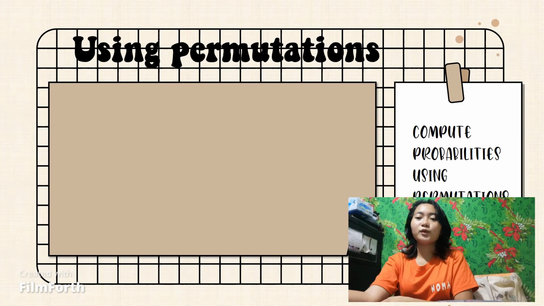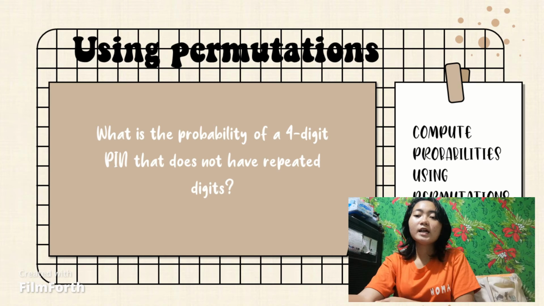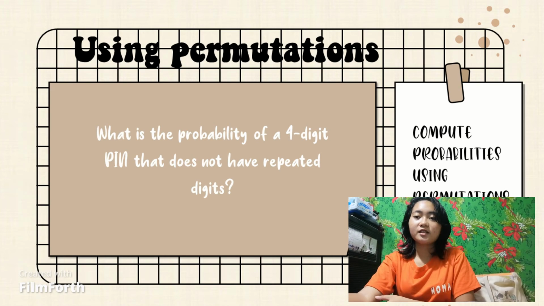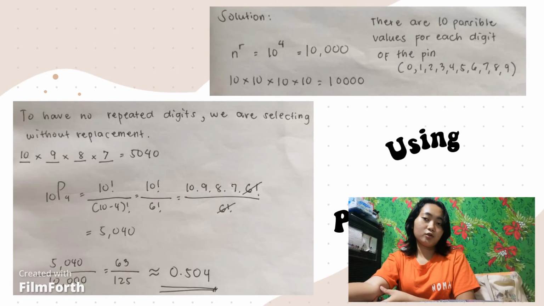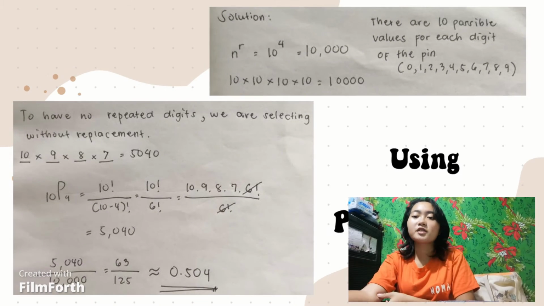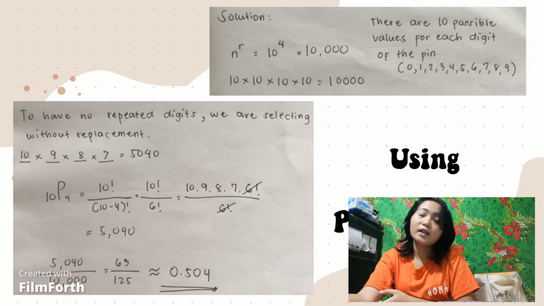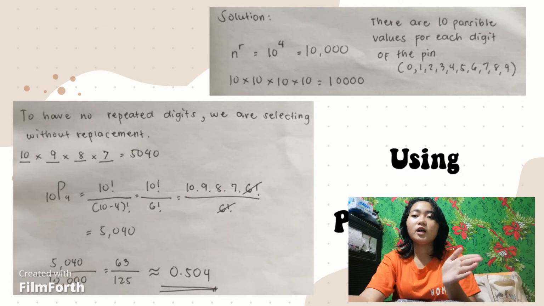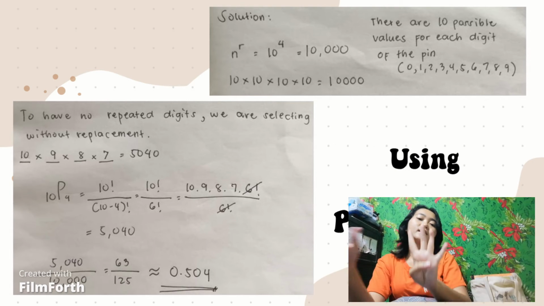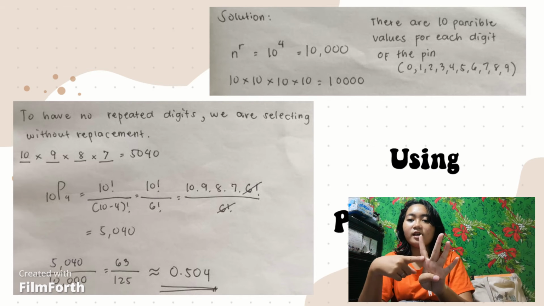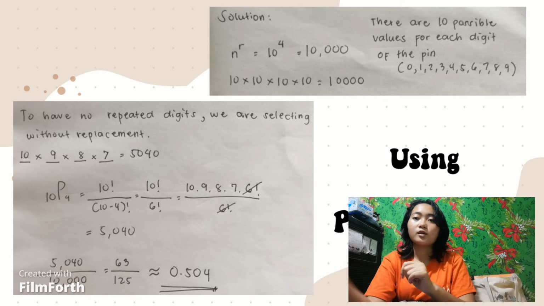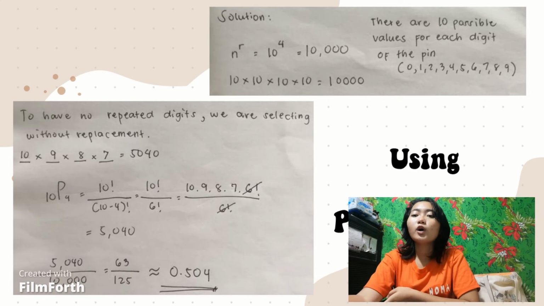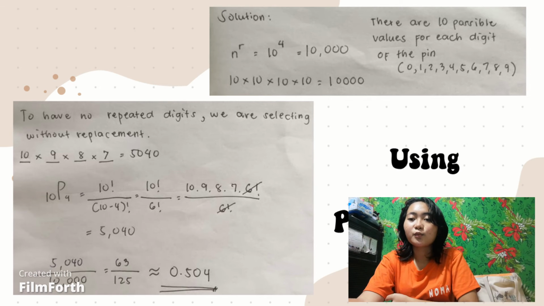So the next problem is, what is the probability of a 4-digit pin that does not have repeated digits? So our solution is n to the power of r. With substitution, it's 10 to the power of 4, which is equal to 10,000. So why 10? Because there are 10 possible values for each digit of the pin, so 0 up until 9. Since it is a 4-digit pin, we have all 10 possible choices in all the digits, so it is equal to 10,000. To have no repeated digits, we are selecting without replacement.